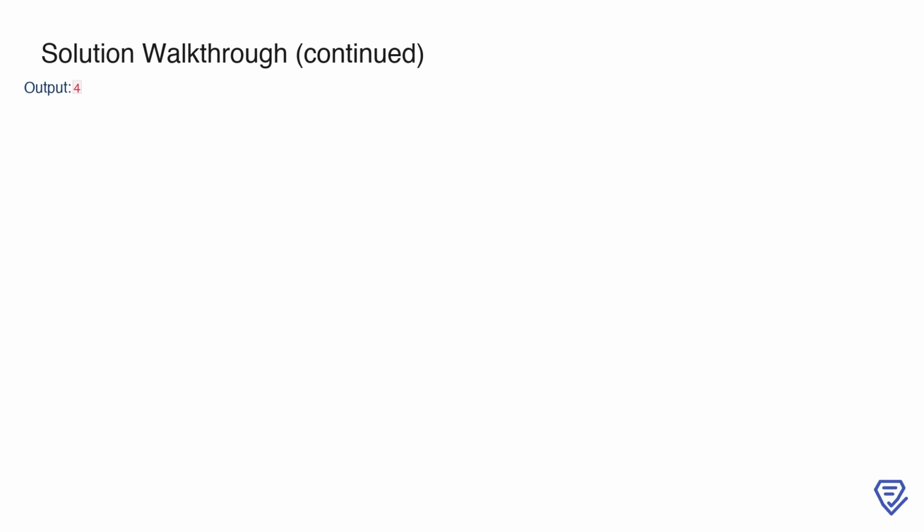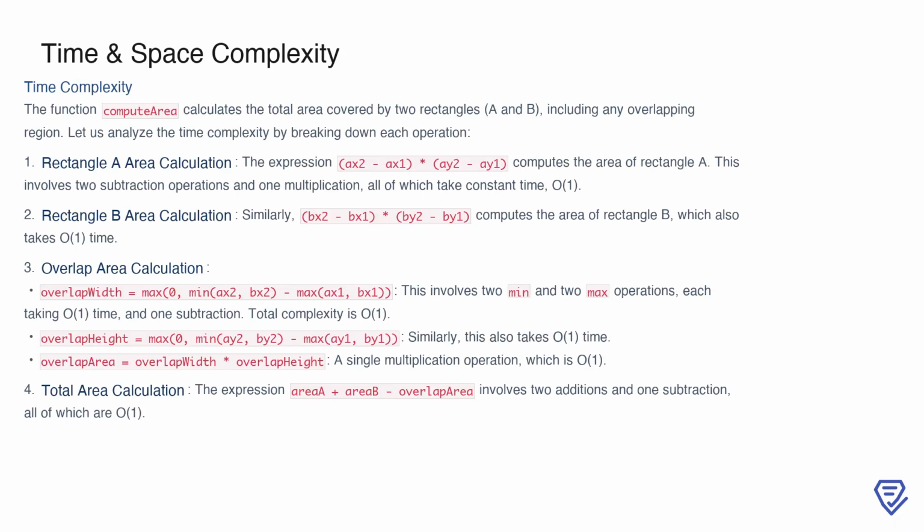These examples demonstrate how the solution handles partial overlaps, no overlaps, and full overlaps, ensuring that all cases are covered. To analyze the time complexity of the computeArea function, we first look at how each component is calculated. For rectangle A, the area is determined using the formula (x2 - x1) * (y2 - y1). This involves two subtractions and a multiplication, each of which is a constant time operation, or O(1).